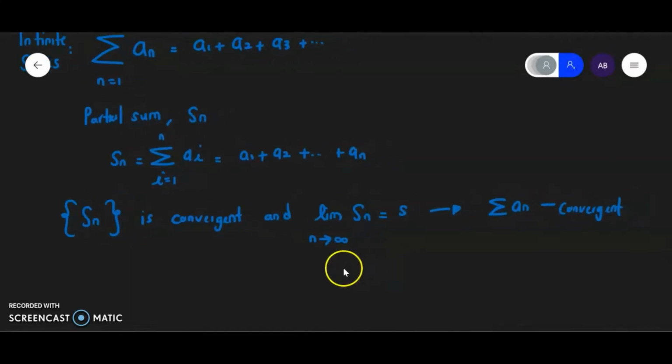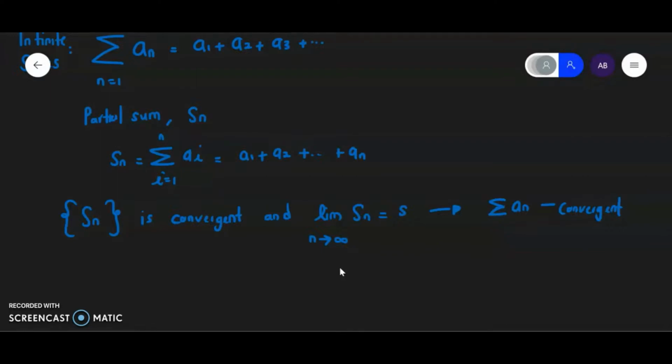So in order to find whether a series is convergent or divergent, you need to find the partial sum. If the limit of the partial sum exists as a finite value, that means this series is convergent. This number S here is called the sum of the series. Otherwise, we call it divergent.